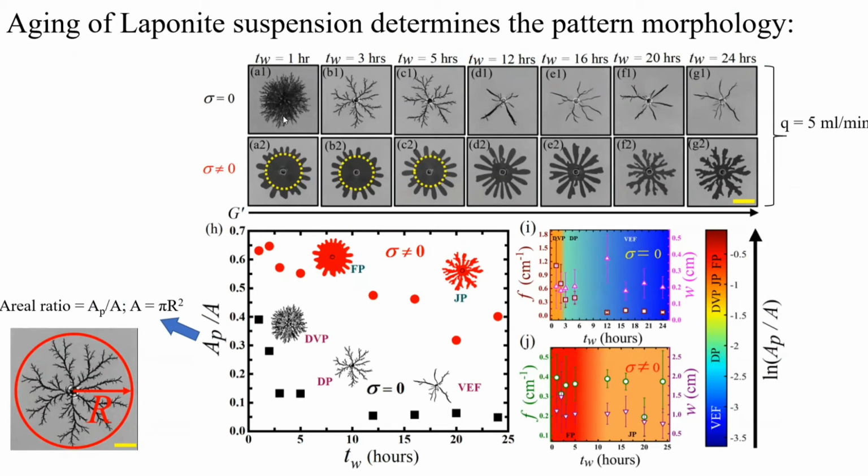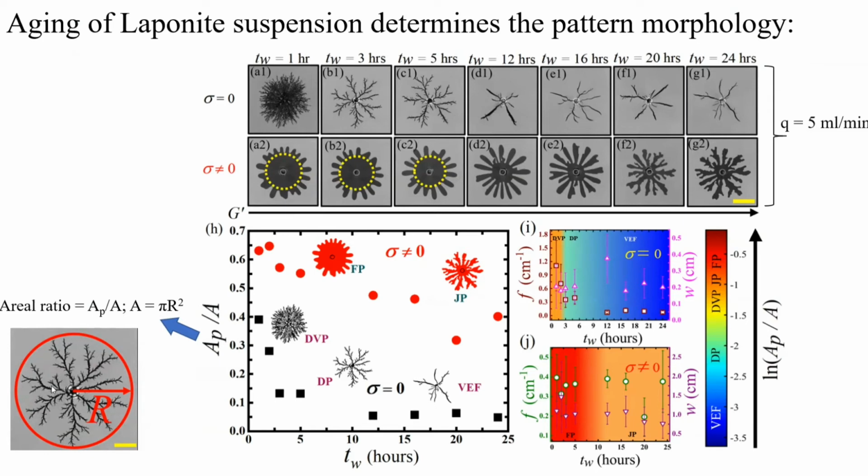For miscible cases, when water displaces Laponite suspension, we see a transition in morphologies from dense viscous pattern to dendritic pattern, and then at sufficiently high ages the pattern displays fracture features. For immiscible cases, where mineral oil displaces Laponite suspension, we observe a transition from flower patterns, which have a dark central region and small toes, to jagged patterns displaying rough interfaces. We have characterized these patterns in terms of areal ratio, which is defined as the area of the pattern divided by the area of the smaller circle enclosing the entire pattern.